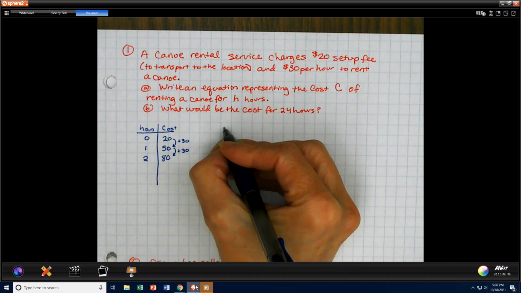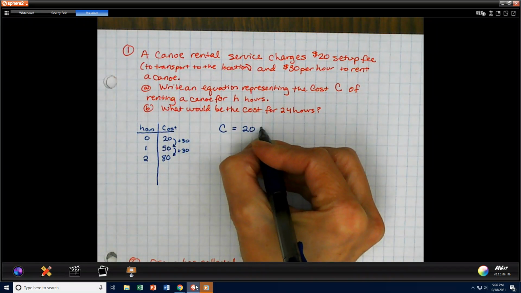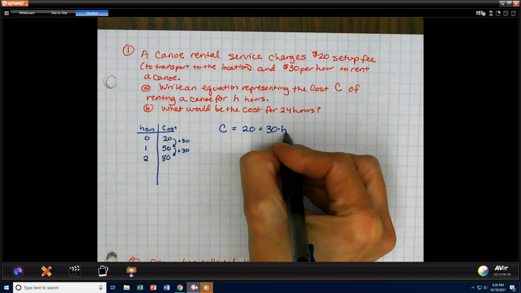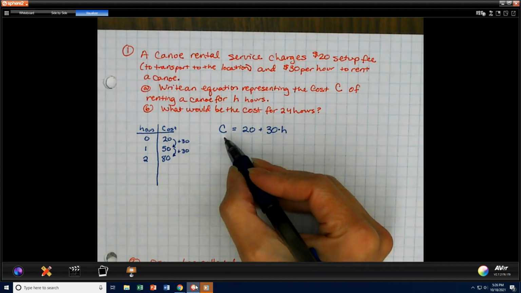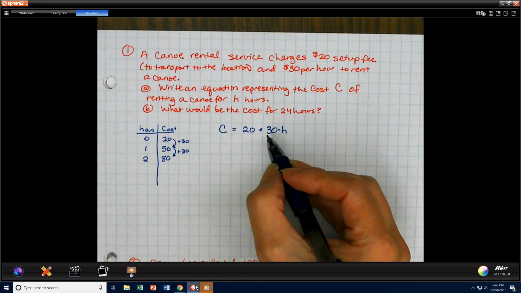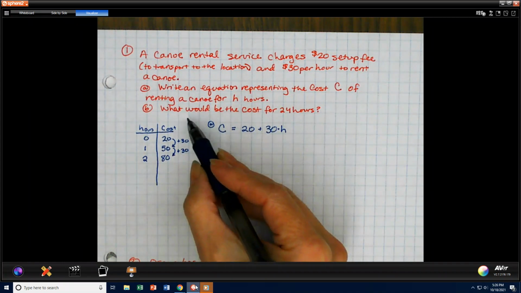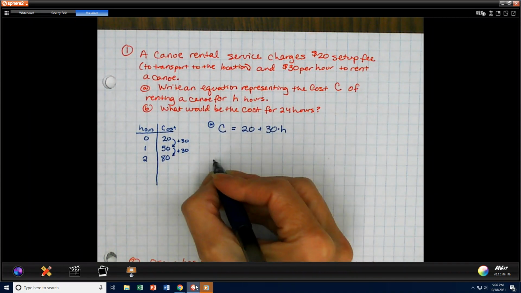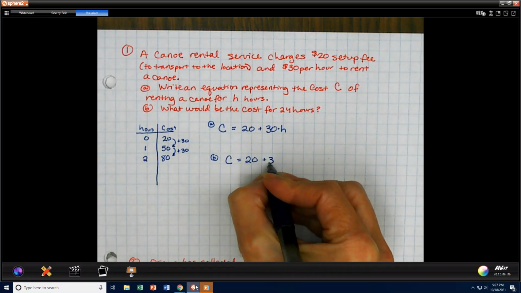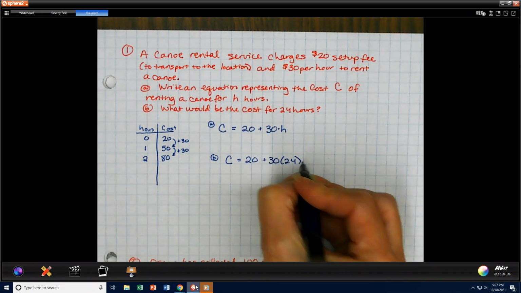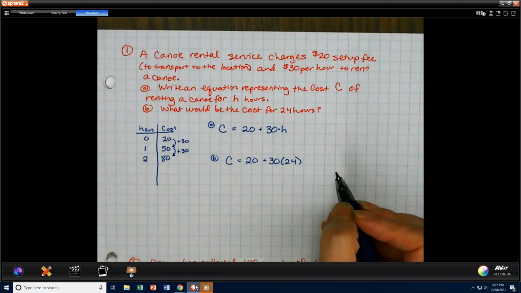So how much I spend, my cost, that's going to equal that $20 setup fee plus $30 per hour. There's an equation representing the cost in terms of hours. So that's the answer to question A. Question B, what would be the cost for 24 hours? Well, for B, the cost is going to be that $20 setup fee plus $30 per hour for 24 hours because I kept it for a full day. So I simply replace the hours with 24 hours.